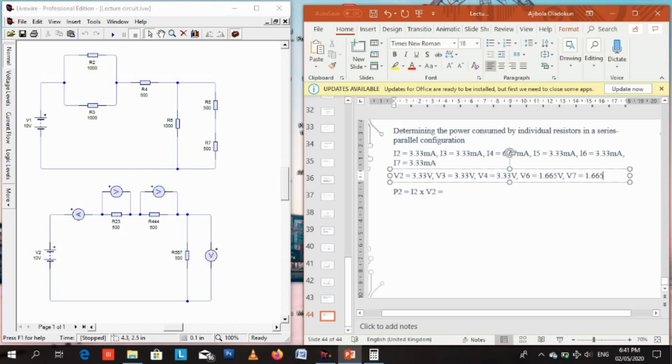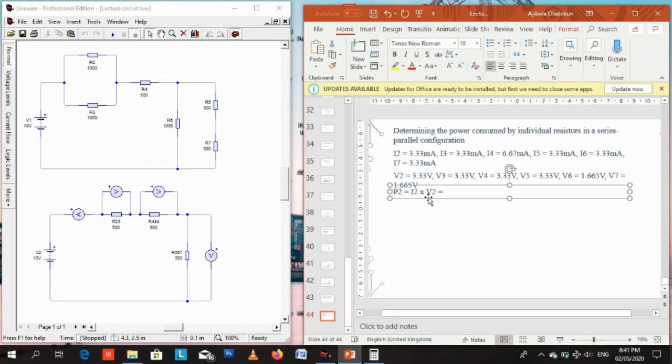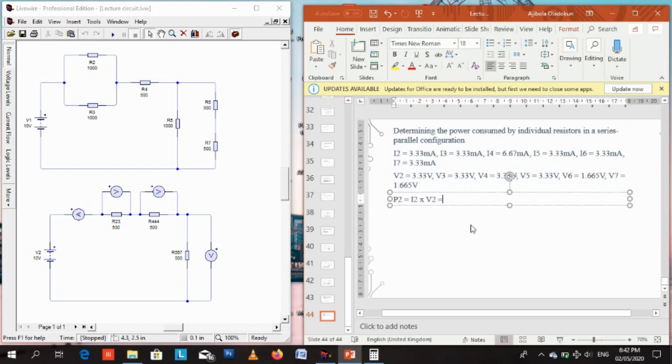If you had V6 and V7 together, you actually get V567, because V567 appears across both R6 and R7. But that's just by the way. V5 is 3.33. If you add 1.665 and 1.665, you will get approximately 3.33, which is V567. So let's leave that. Now P2 is I2 times V2, which is 0.333 multiplied by 3.33 volts.